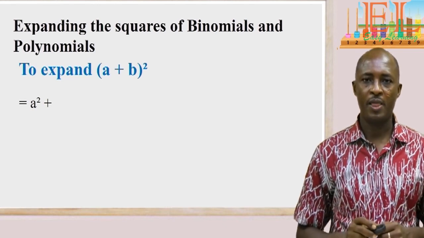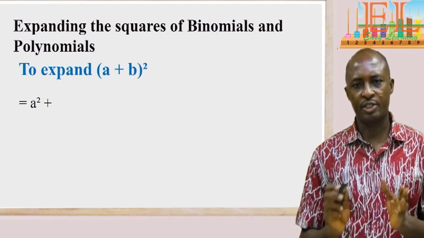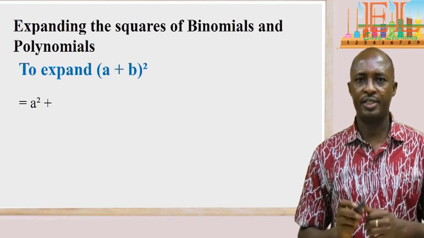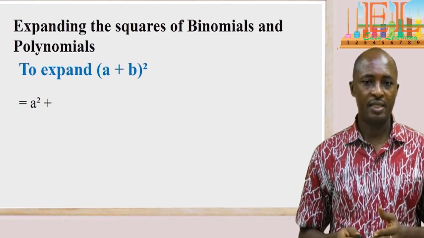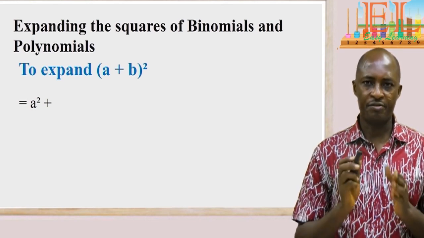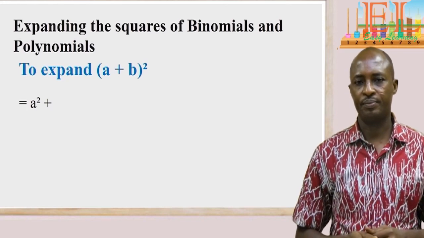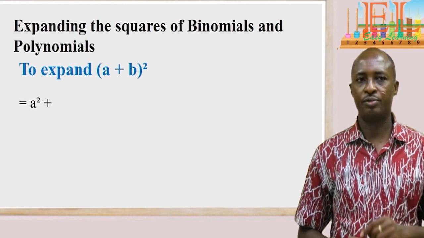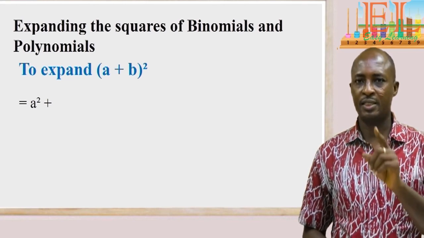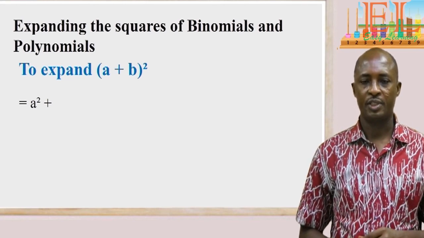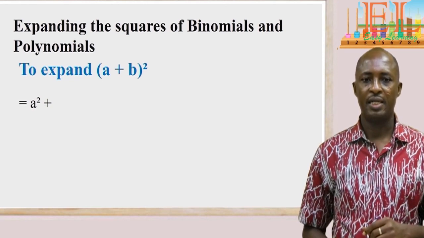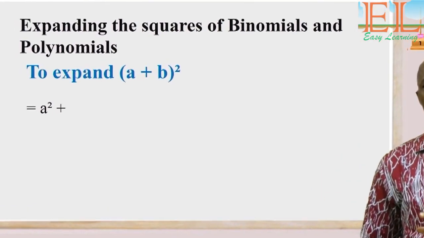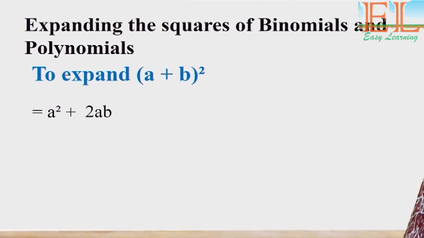So here, I just take the first term and I'll square it. I'll also take the second term and square it. Then finally, I'll multiply 2 by the first term times the second term. If you look at what we did in our third example, it is the same. So what do I get? I have a squared plus 2ab plus b squared.